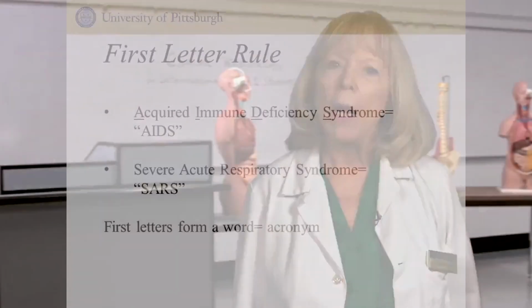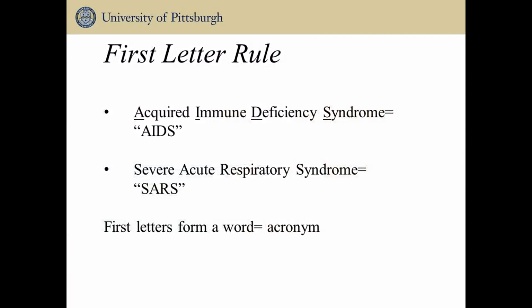Sometimes the first letters form an easily pronounceable word. For example, acquired immune deficiency syndrome becomes AIDS, or severe acute respiratory syndrome becomes SARS. These abbreviations that fit together to form a word are called acronyms. Understanding these principles of structure of abbreviations will help you to more quickly learn the many abbreviations used in U.S. clinical settings.